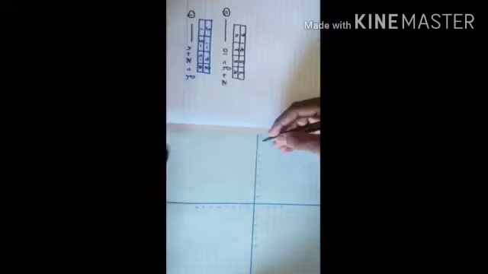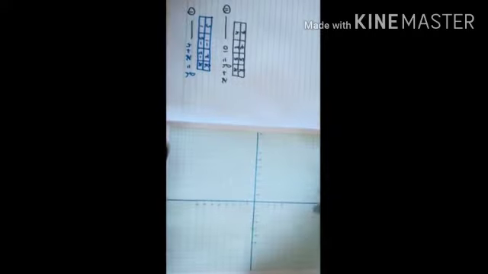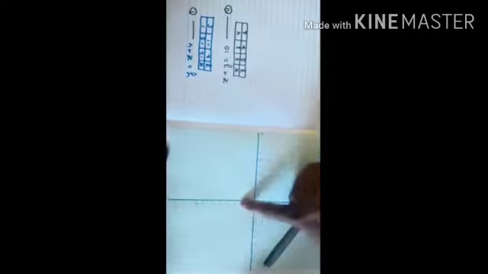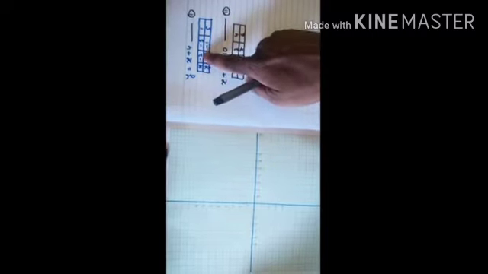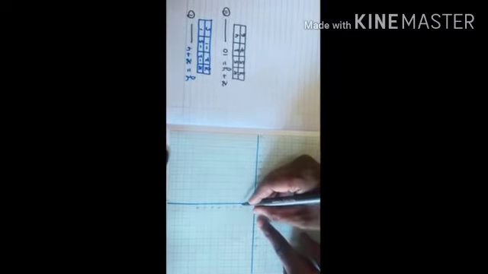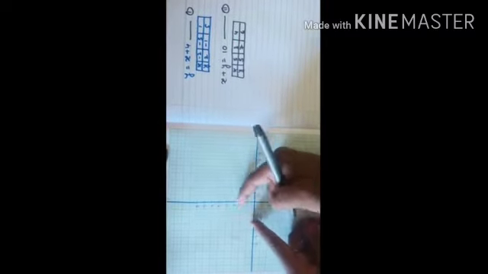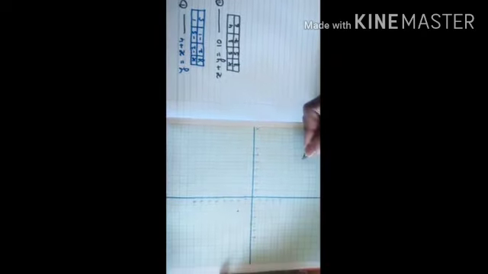Now on the graph paper, this one is the x-axis and this one is the y-axis. This is called the horizontal axis, this one is called the vertical axis. So from the first equation, the value of x is minus 2 and the value of y is 2. So minus 2 and 2. This point represents x as minus 2 and y as 2.